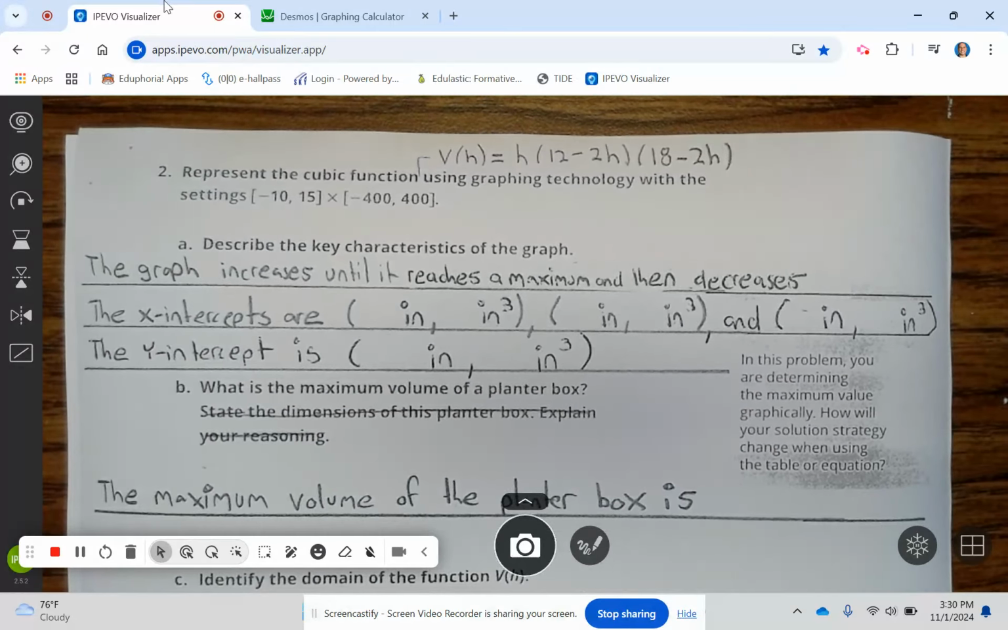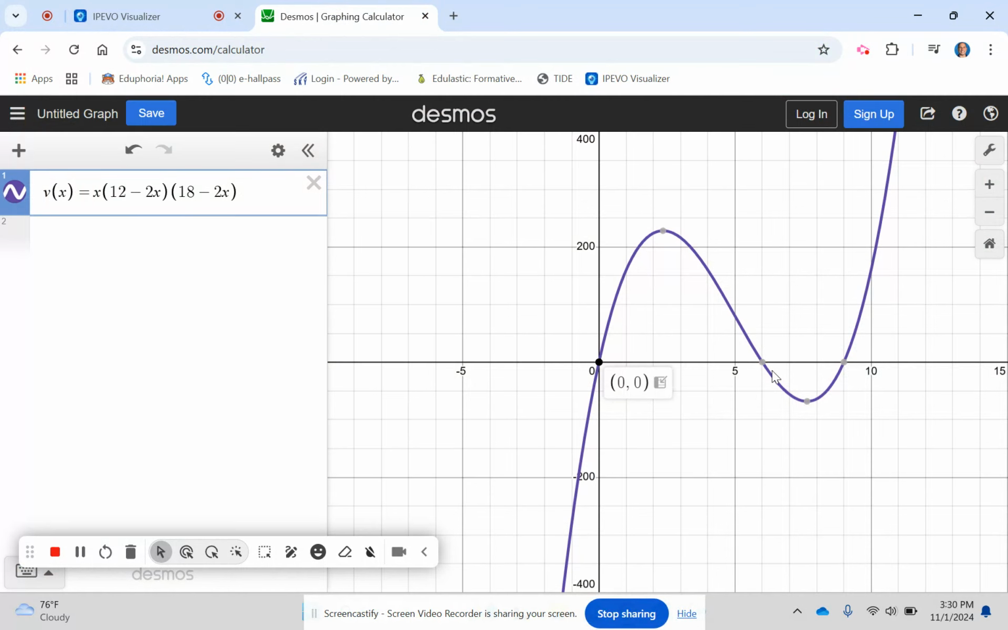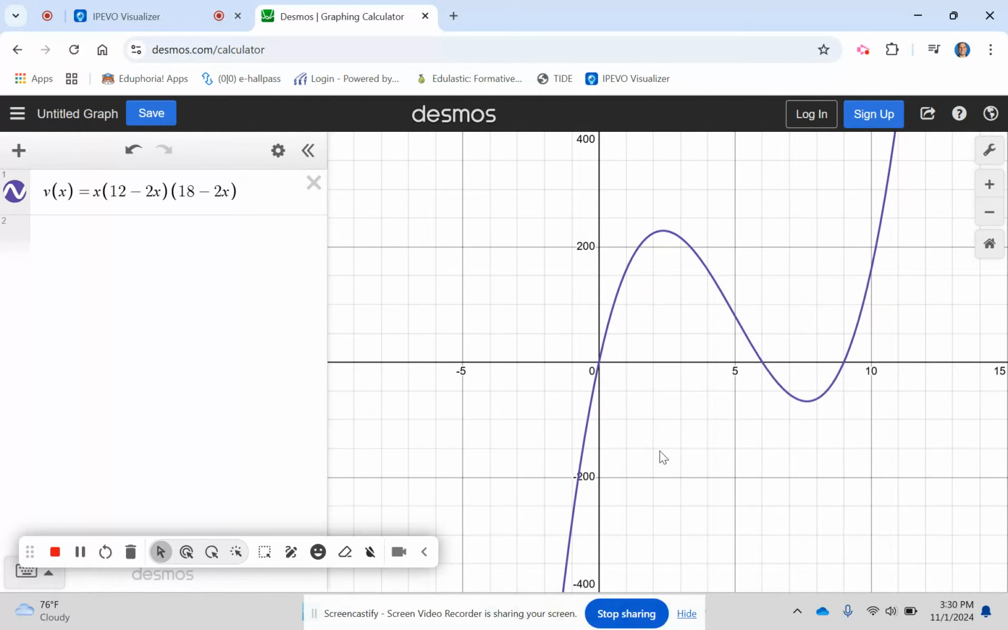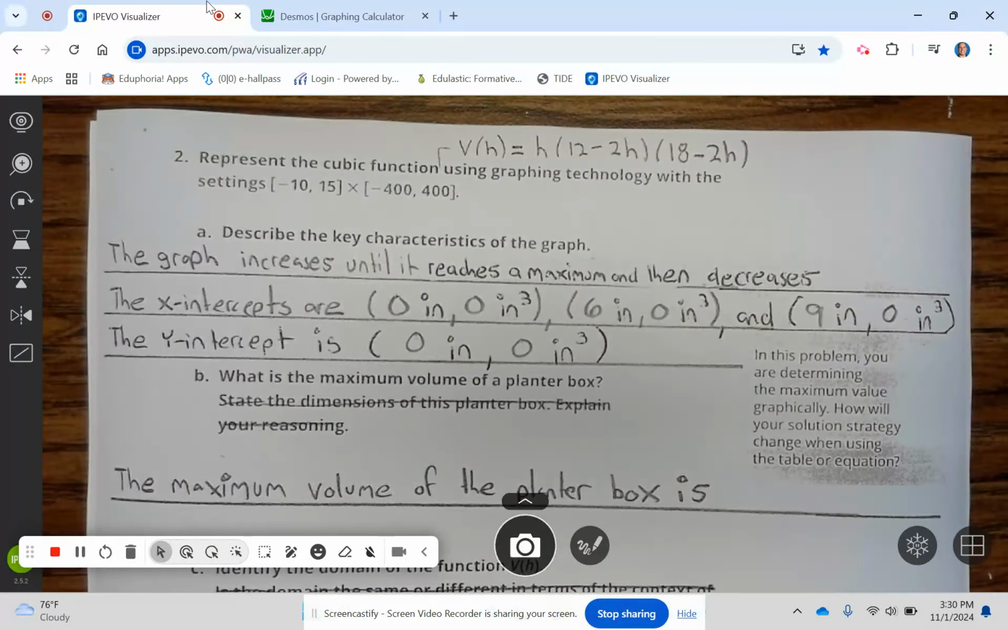A. Describe the key characteristics of the graph. The graph increases until it reaches the maximum, then decreases. The x-intercepts are, let's go ahead and find those. So that's this point, and this point. The x-intercepts are (0 inches, 0 inches cubed), (6 inches, 0 inches cubed), and (9 inches, 0 inches cubed). The y-intercept is this point right here, so the y-intercept is (0 inches, 0 inches cubed). Go ahead and finish up A.